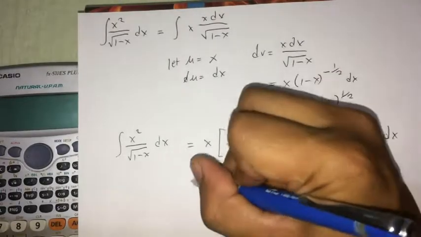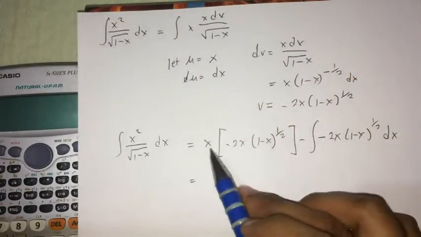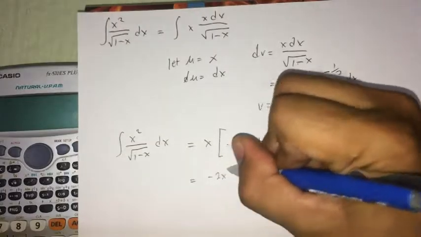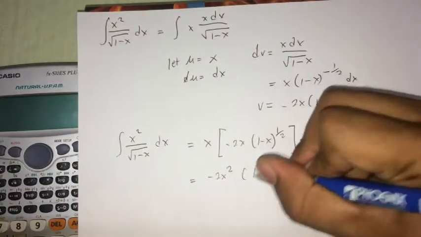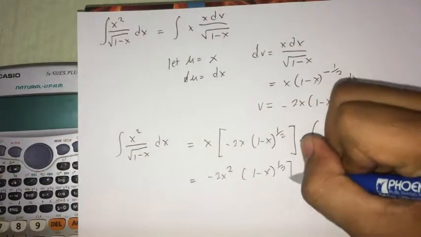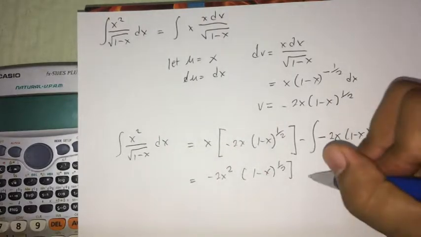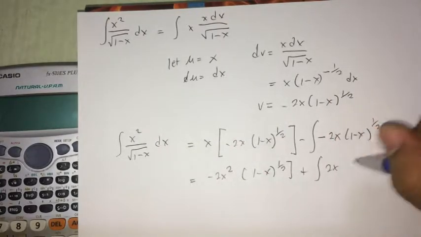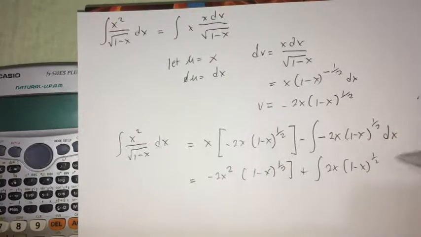Next, isi-simplify na lang po natin. So, we have distributive property magiging negative 2x squared times 1 minus x raised to 1 half. Negative magiging positive integral of 2x times 1 minus x raised to 1 half dx.